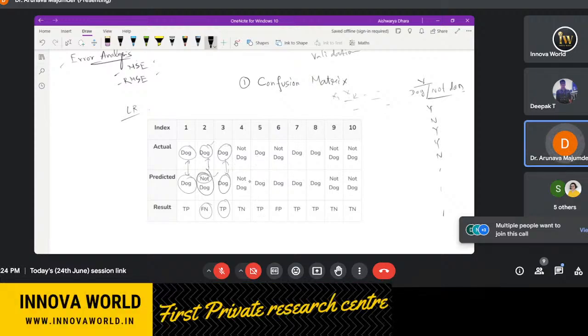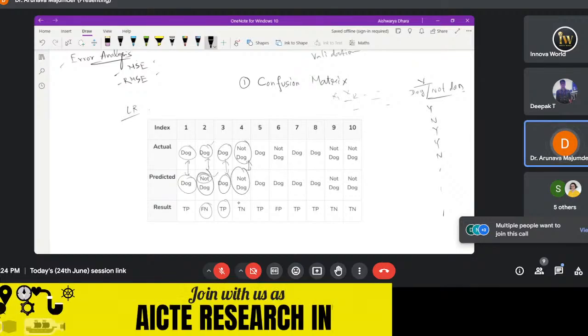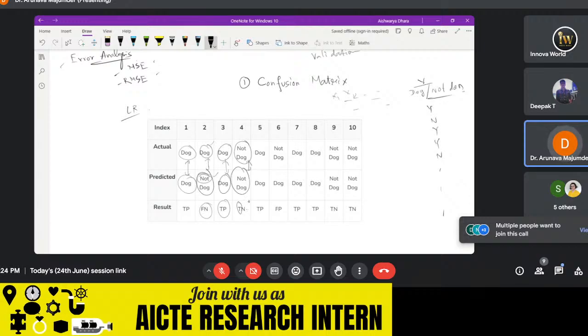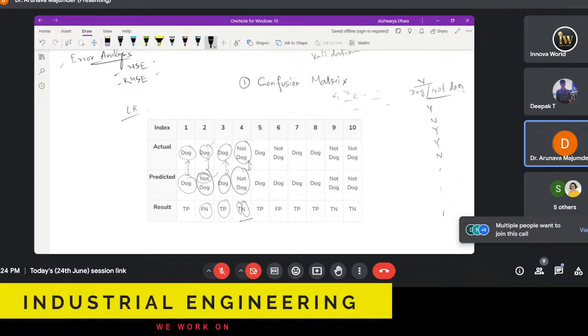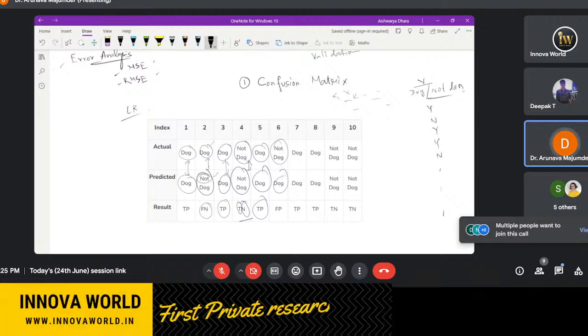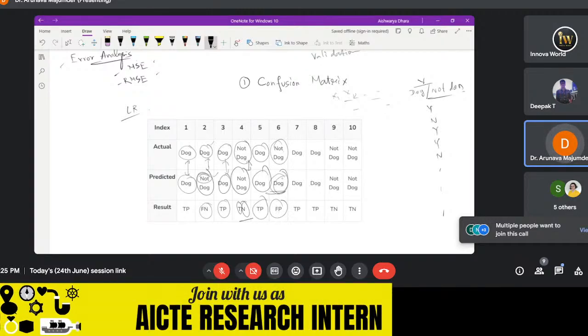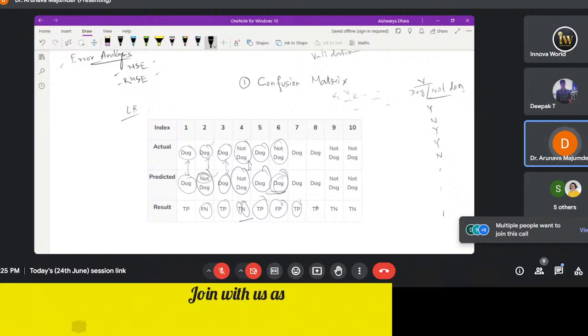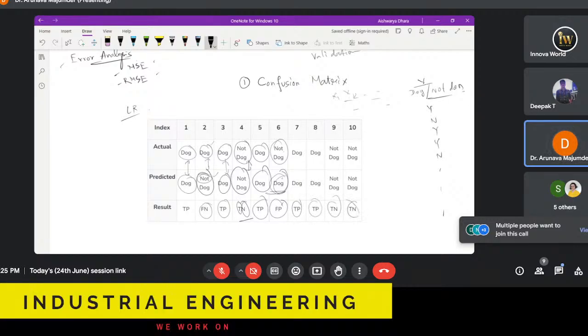Now let's look at this. What is actual? Not dog. What is predicted? Also not dog. Since they are matched, we say it is true. But true positive or true negative? Because both are not dog, it is a true negative. Next one, dog, dog: of course a true positive. Not dog, dog: actual is not dog and predicted is dog, so it is a false positive. So we have true positive, true negative, true negative.